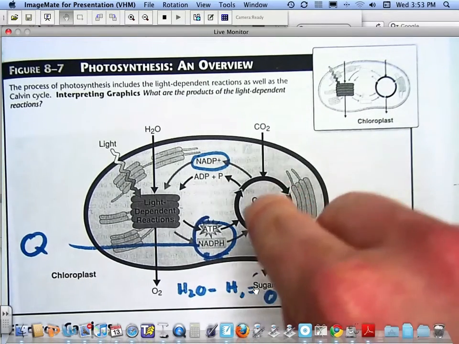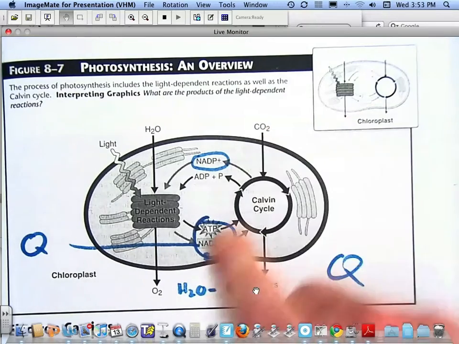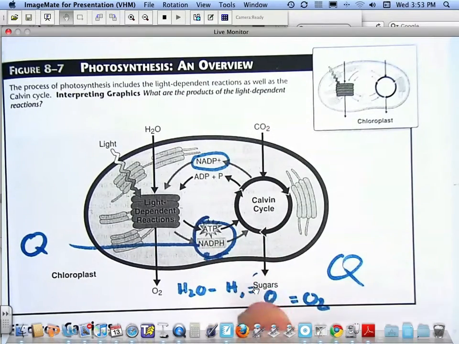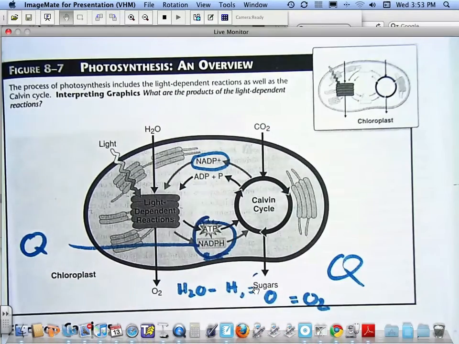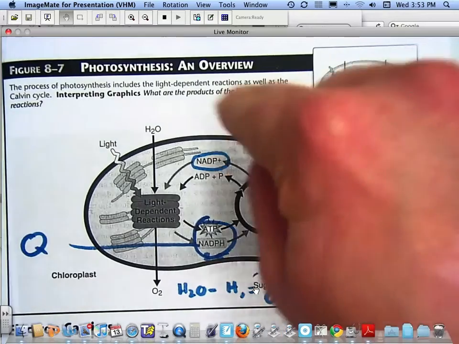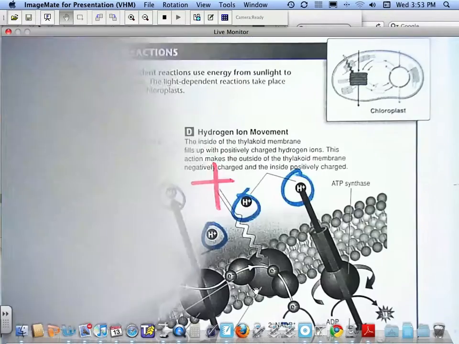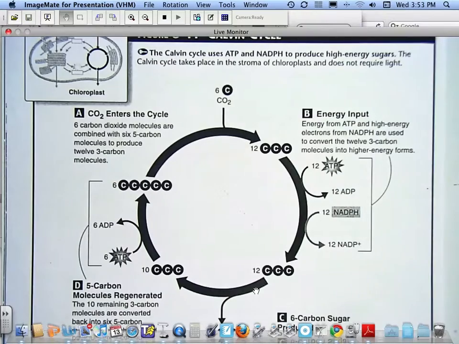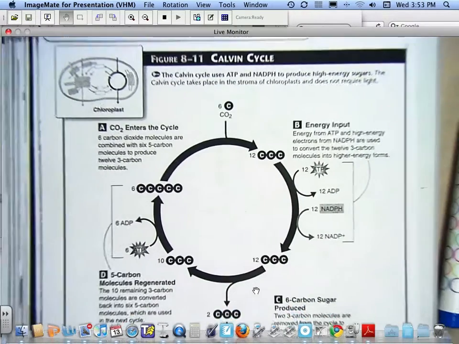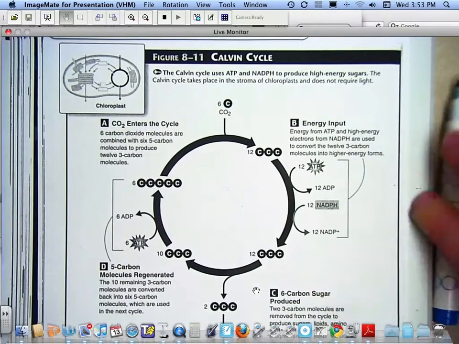Now we're going to learn how the Calvin cycle takes CO2, ATP, and NADPH and turns it into sugar and NADP+. Take a breather. That's what we need. We need to know how that works. So let's go on to page 212, the Calvin cycle. Let's read the chart, and then let's read the text, and it'll all come together.